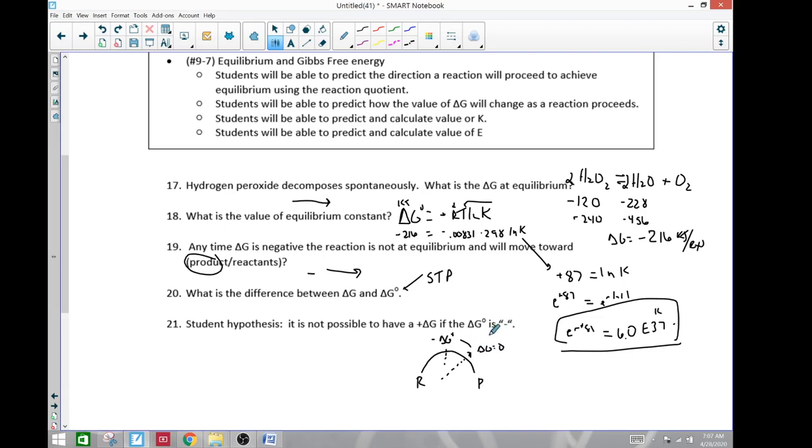Is it possible you have a positive delta G? Well, you would need to alter your concentrations, and you could just be over here. You need to ramp up your reactants and drop your products, and you'd be over here, where delta G would be positive. And of course, it would eventually move to the same location. So, is it possible? Yes. You would just need to change reactant concentrations.